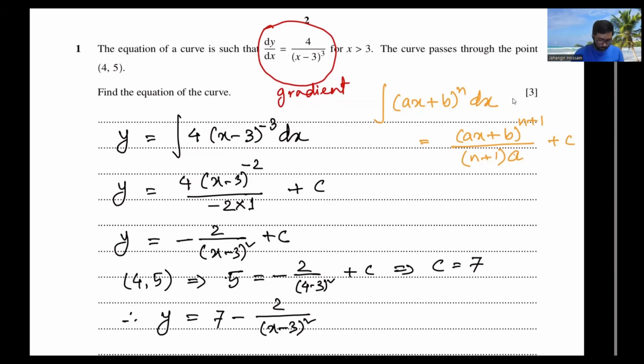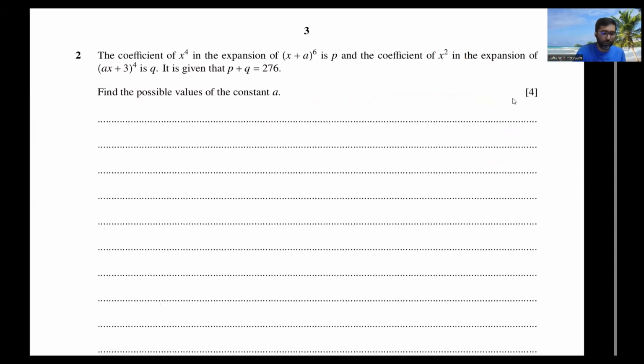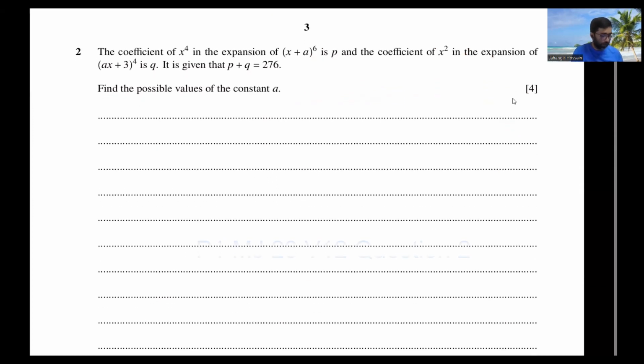And now let's move to question number 2. Let's read the question first. The coefficient of x to the power 4 in the expansion of (x plus a) whole to the power 6 is p, and the coefficient of x square in the expansion of (ax plus b) whole to the power 4 is q. It's given that p plus q is 276. Find the possible values of the constant a.